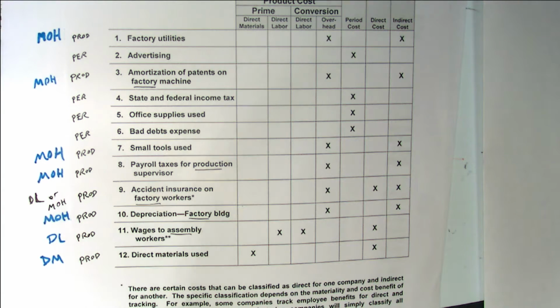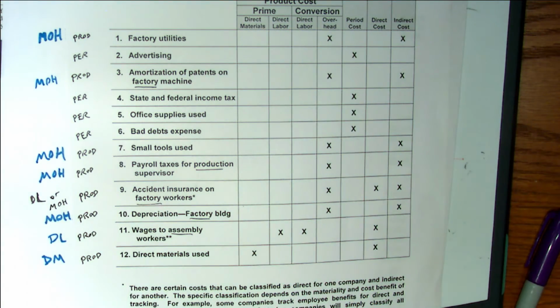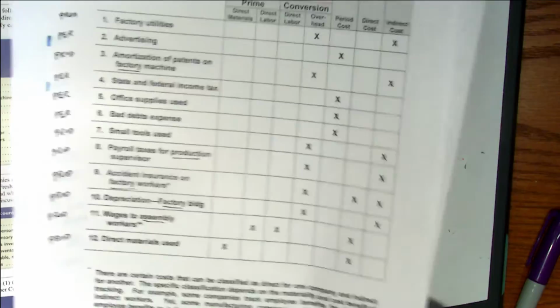Cool? All right. Any questions on that one? That was 18.6 exercise. All right. Cool. Okay, let's go ahead and go to 18.7. Let's see what it asks.